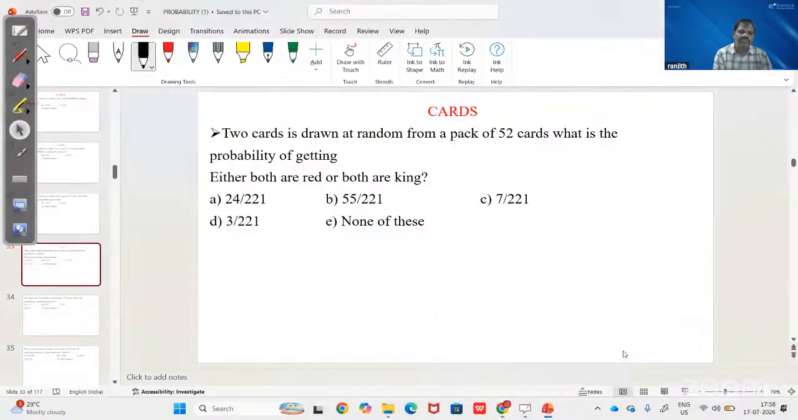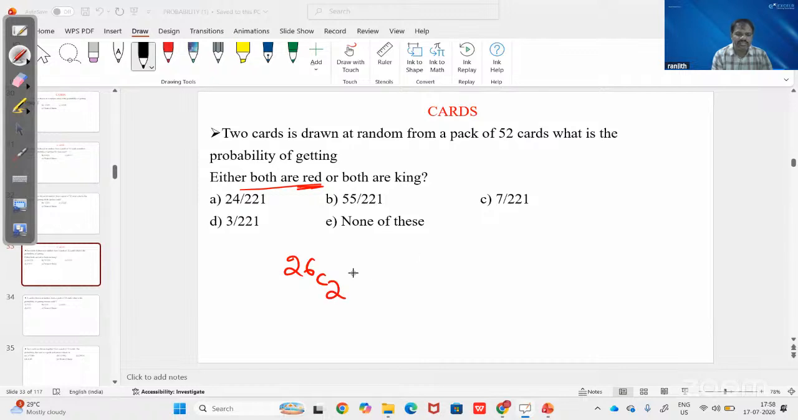Either both of them are red or both of them are king. How many red cards? Total red cards are 26. Out of 26, we need to select two cards. And both of them are king: there are four king cards, and we need to select two. Why are we taking minus? Because among the red cards we also have two king cards, so they are counted twice.